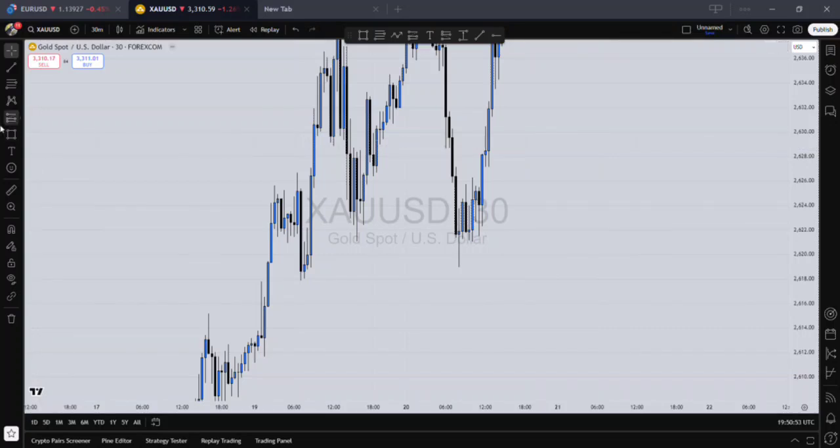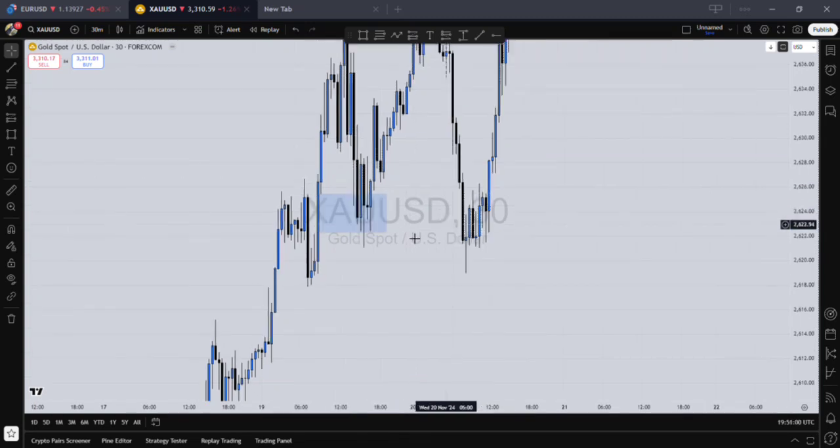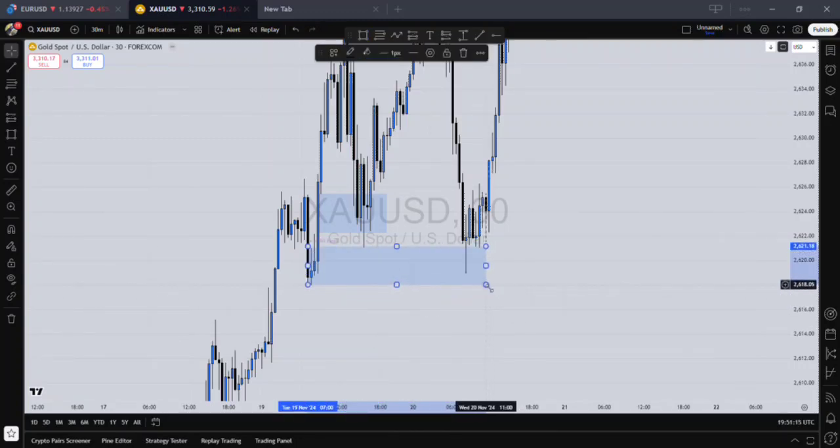In 15 minutes, you can see our fair value gap. Price bought from there, though it's still wicked down a bit. So now, this was now my POI.